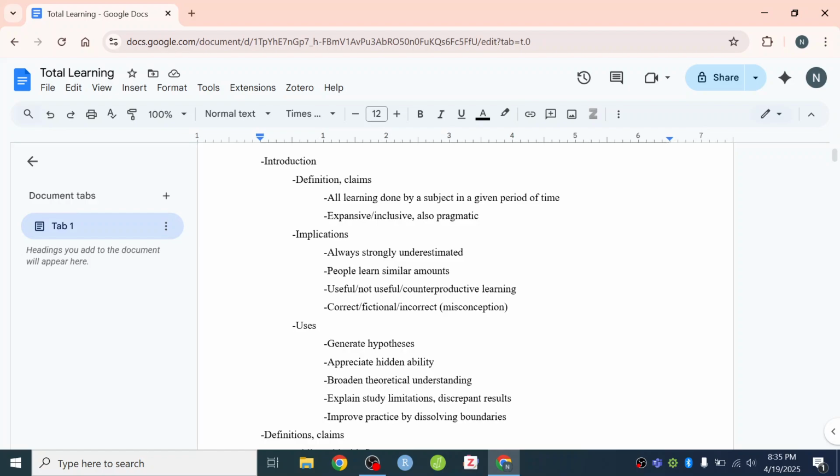And we can also potentially improve our practice as researchers by dissolving artificial boundaries. When we put all learning under one umbrella, we can understand it, and the connections that occur between different domains within learning, maybe more holistically, potentially. Again, we'll talk about this more later.